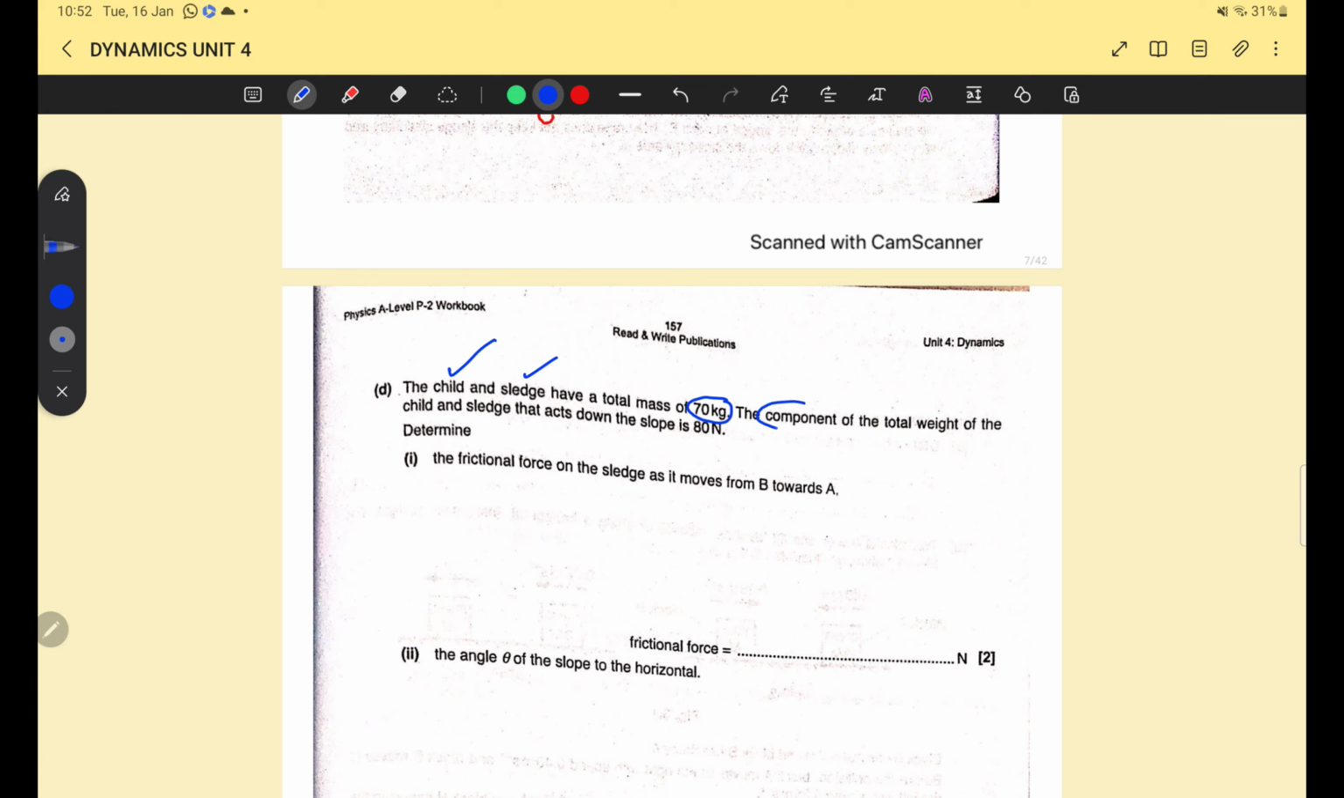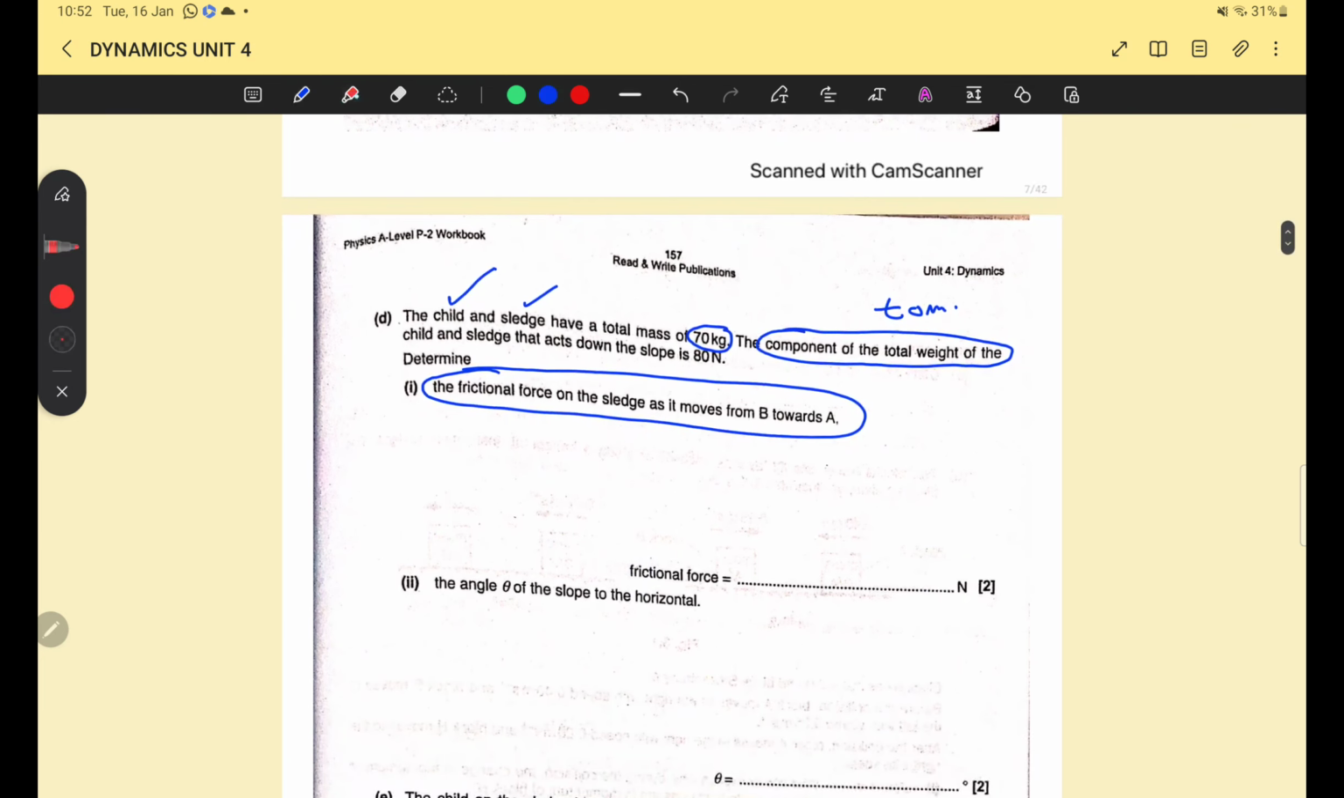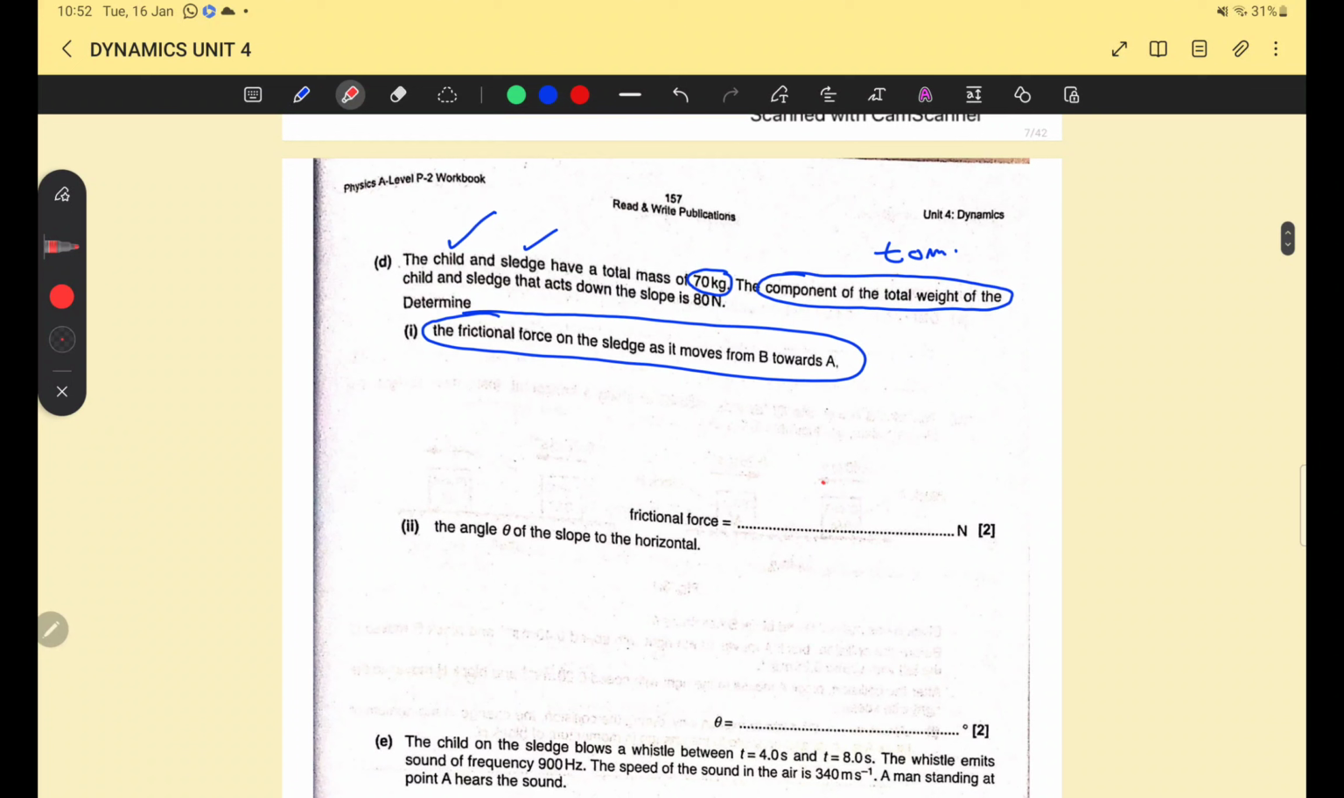The component of weight, I will explain to you tomorrow what is the meaning of component of weight. But right now I am solving: calculate force of friction. Okay, I am explaining what is the meaning of force of friction. You know that on the sledge, this is position B, this is position A, and the child with sledge is moving downward.